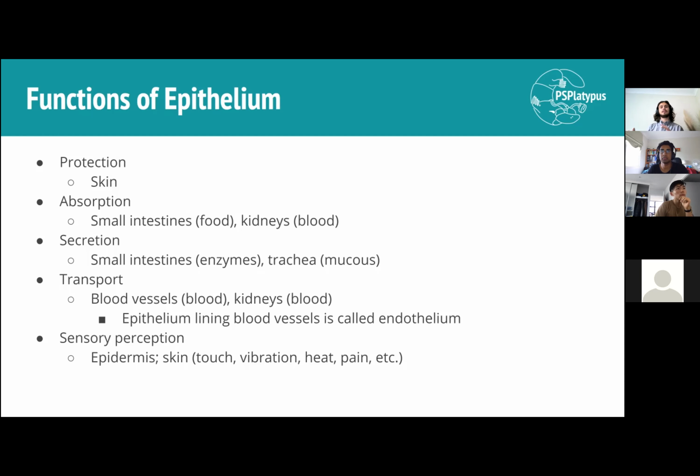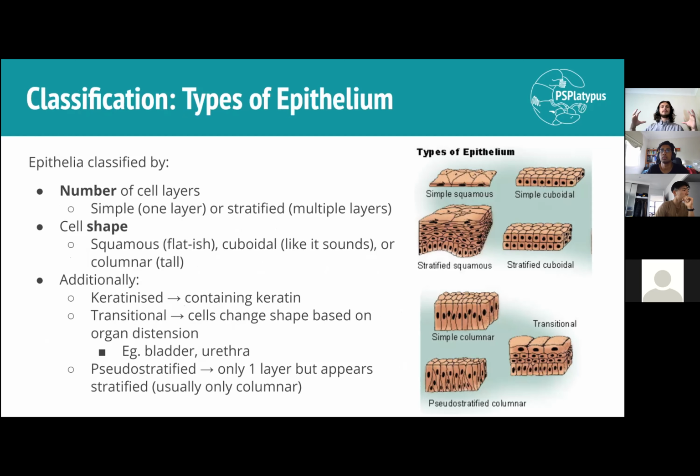And it also performs sensory functions. So the epidermis of the skin, for instance, performs sensory perception. So that's how we can touch things and feel sensations such as vibration, heat, pain, and touch. All right. So epithelium is classified by the number of layers it has, the shape of the epithelial cells that make up those layers, and some additional factors that are slightly more specific.